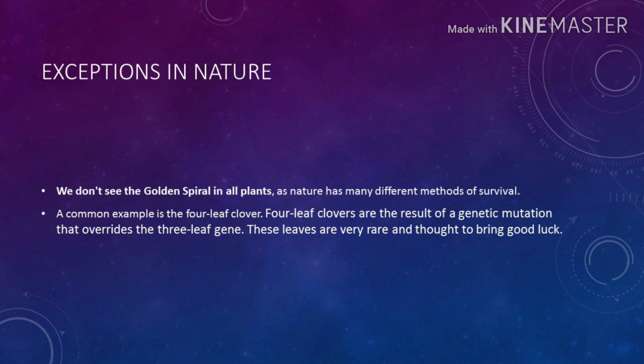Exceptions in nature. We don't see the golden spiral in all plants, as nature has many different methods of survival. A common example is the four-leaf clover. Four-leaf clovers are the result of a genetic mutation that overrides the three-leaf gene. These leaves are very rare and thought to bring good luck.